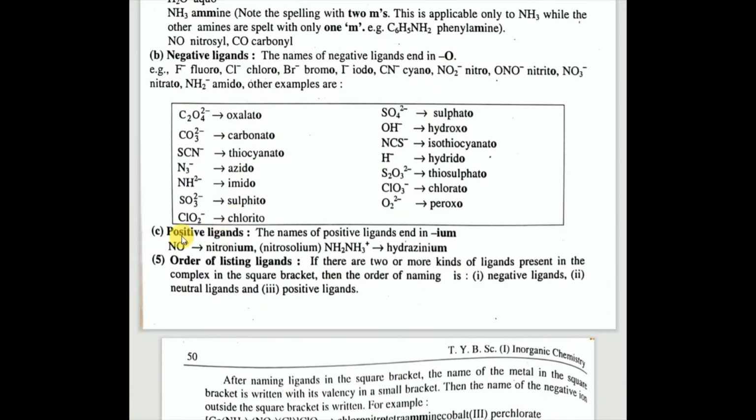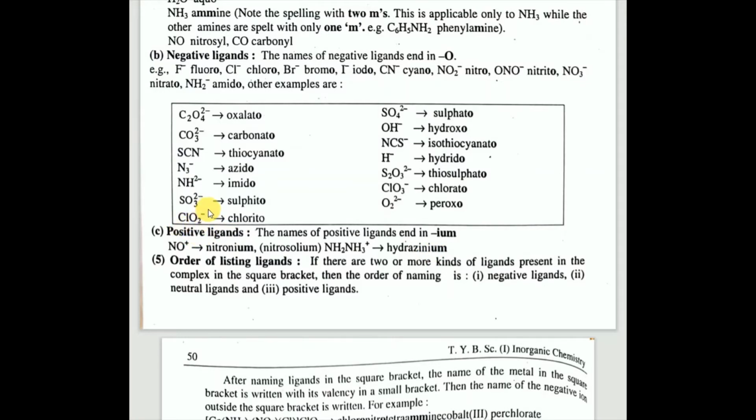Then positive ligands. If the name of a positive ligand is present in any complex, then we can join the suffix IUM at the end of that positive ligand. Example, nitrosyl. If nitrosyl is there, then it is nitrosylium. If hydrazine is there, then hydrazinium. Means we write the suffix IUM in case of positive ligands.